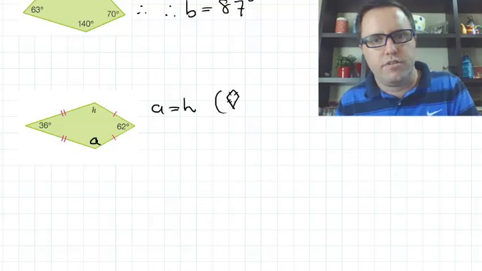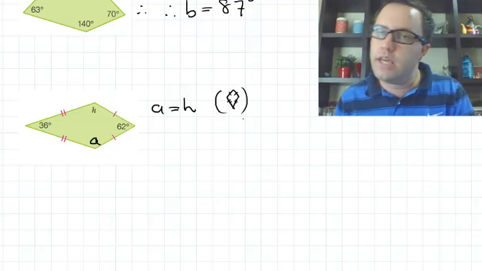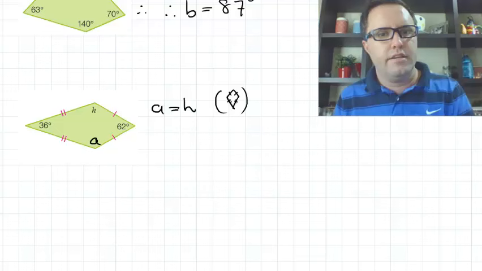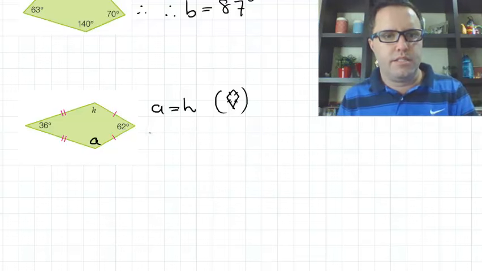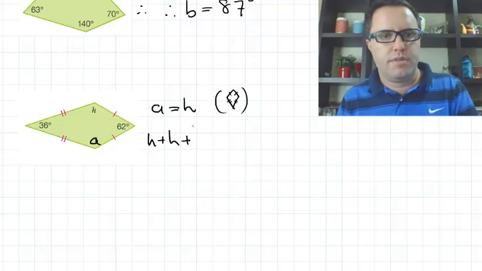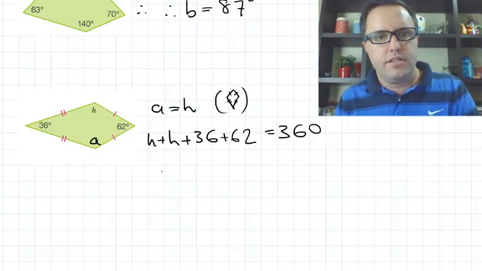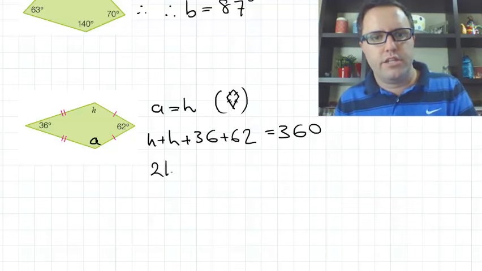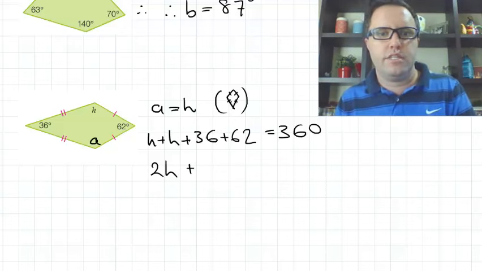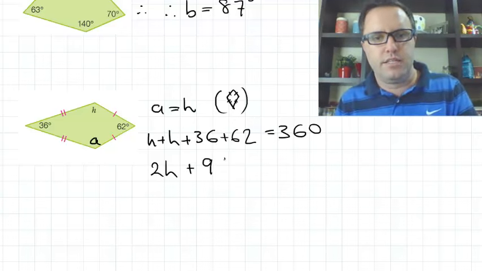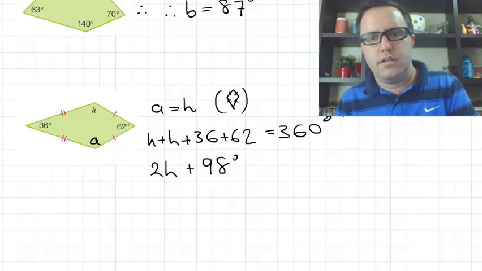Now you might want to quickly draw a kite so I know that you mean because of the rules of a kite. So therefore, we can say that H plus 36 plus 62 plus H is equal to 360. So 2H plus 36 and 62, which is 98 degrees, is equal to 360 degrees.